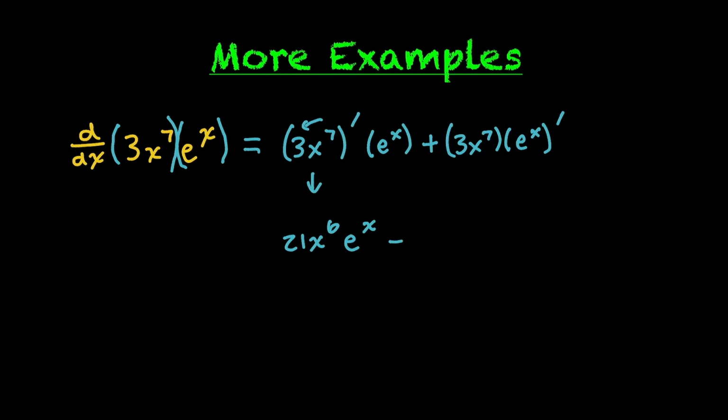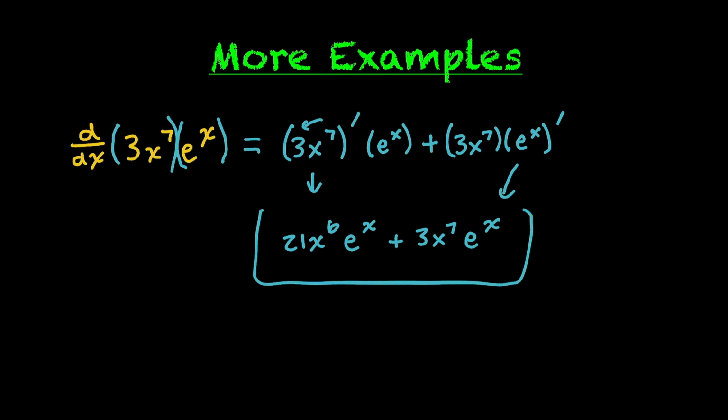And then we add on again, leaving alone 3x to the 7th, and then the derivative of e to the x, well, that's the simplest derivative there is, just e to the x. So there we have a very simple product rule. Again, the basic mantra there is to take the derivative of one function, leave the other function alone, then add on the reverse procedure, okay, taking the derivative of the second function and leaving the first alone. But let's take a look at another example.